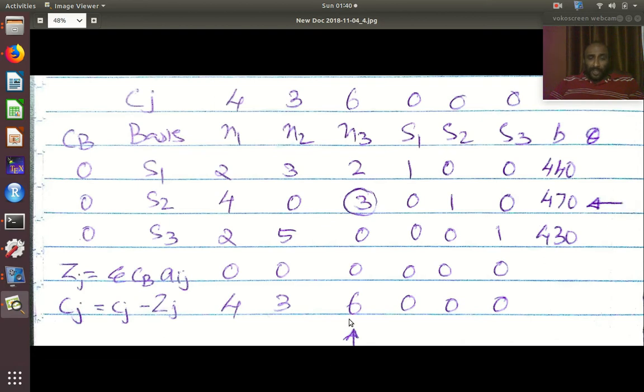To find out which one is going out, you divide b by these x3 column values. So 440 by 2, 470 by 3, and 430 by 0 will be the theta values. You can see that the minimum one is 470 by 3. So S2 is the outgoing variable and X3 is the incoming variable, which means at the intersection we have the pivot element here. So in the next iteration we will have S2 replaced by X3.